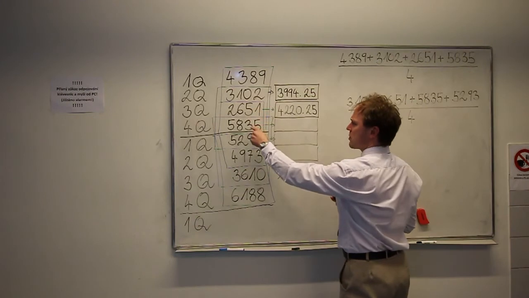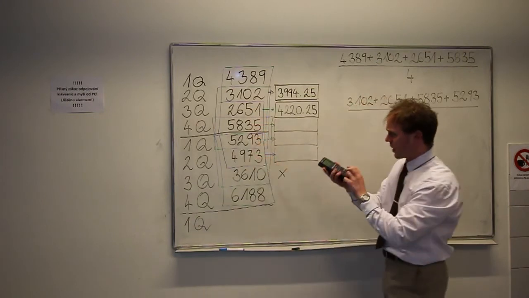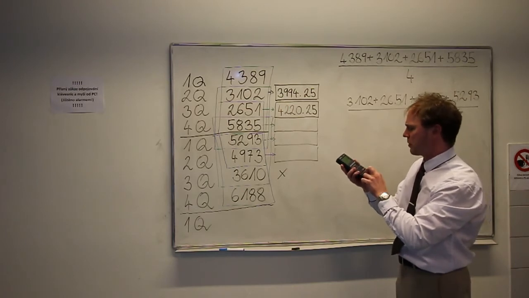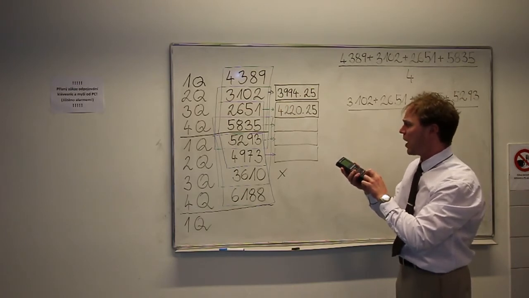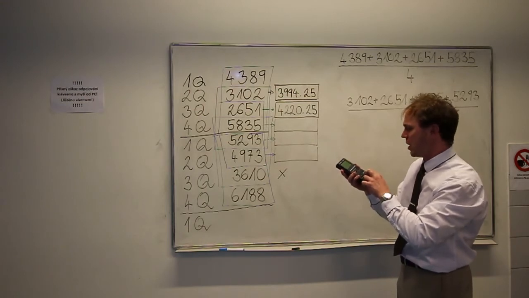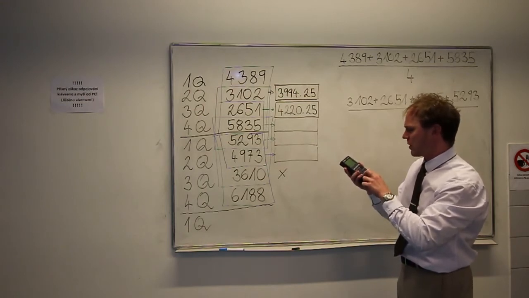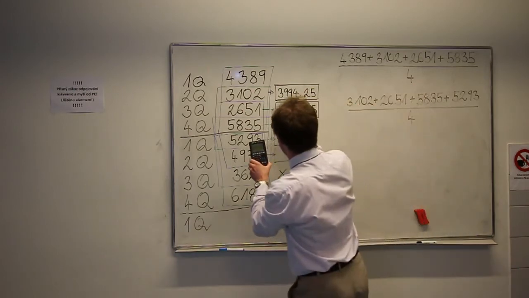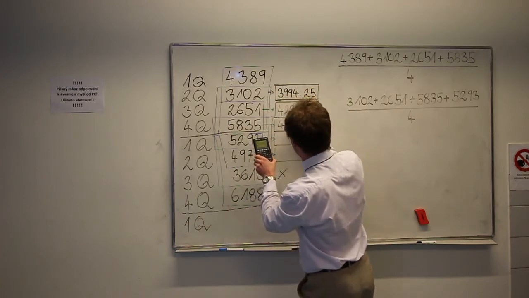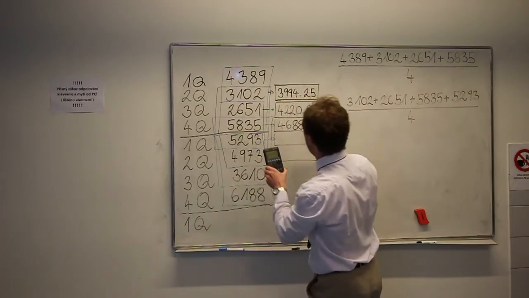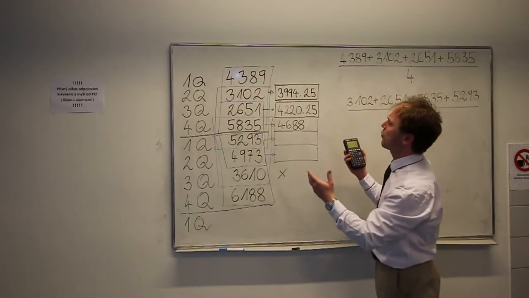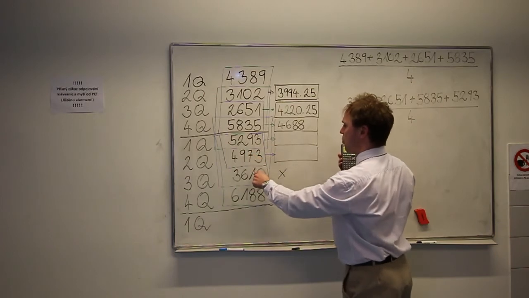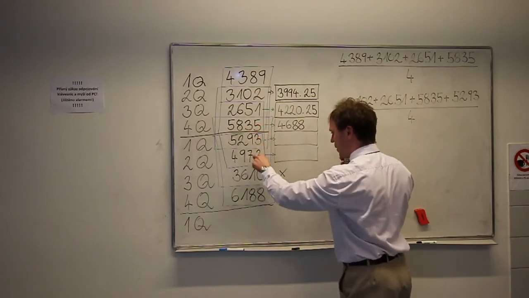And we can continue. This value, this value, this value, this value: 2,651 plus 5,835 plus 5,293 plus 4,973 divided by 4. The result is 4,688, and we can move. We can move this value, this value, this value, this value, this value, this value, and this value.